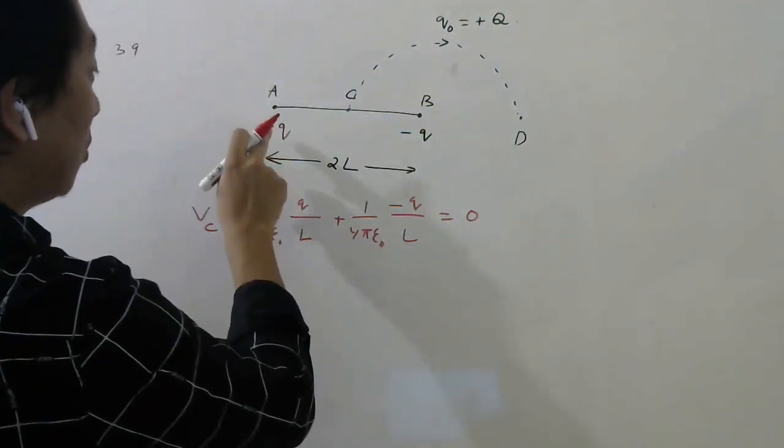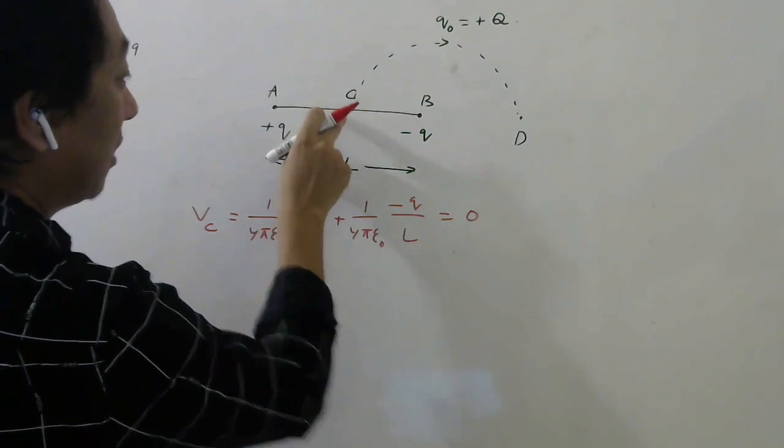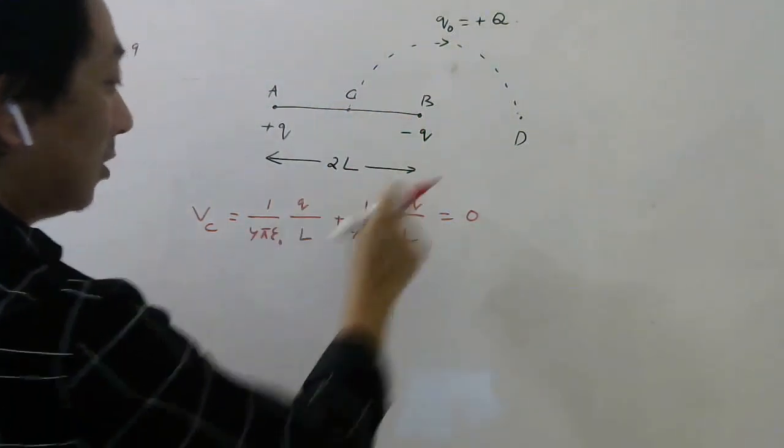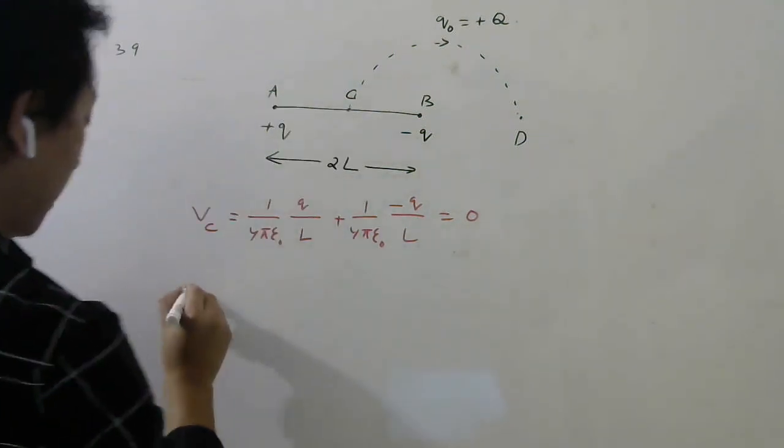The distance between the source charge and the observation point is the same, so it will cancel. So the potential here is 0.